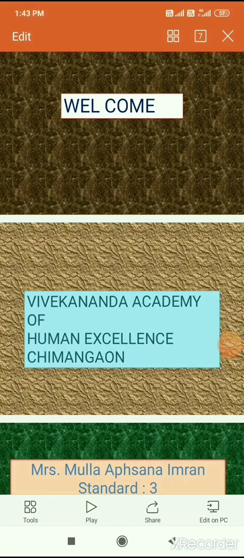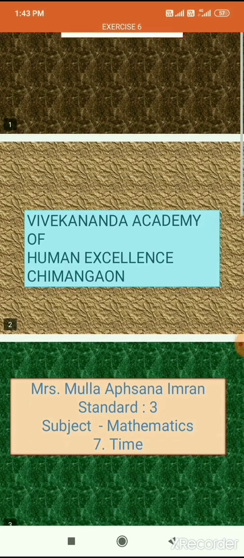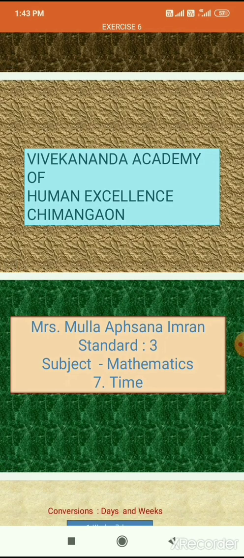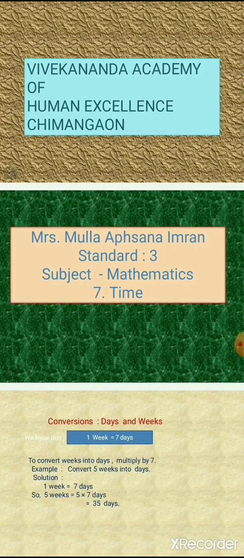Hello students. Students, you have learned before how to convert hours into minutes. Also, you have learned how to convert minutes into seconds. Okay, we have solved an example. Now we will learn in this session how to convert weeks into days.